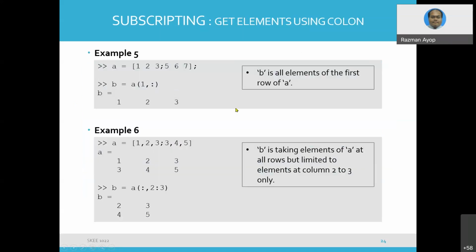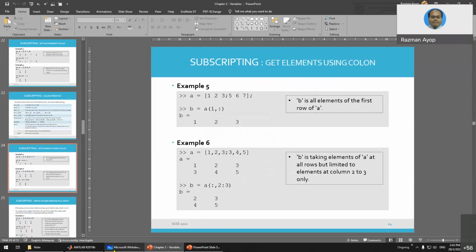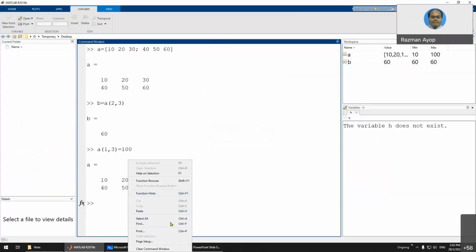Okay, so we start with this one. You can see here A is equal to 1, 2, 3 and then 5, 7, 6, 7. So two rows of data, and you want to take only the first row of data. This is what it means. Let me open it in Matlab. Let me clear this first.